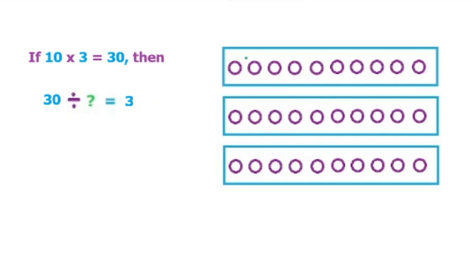So let's put that in green. So this number is going to be 10 because we know that 30 divided by 10 is going to give us 3 groups, right? So if we take all these 30 circles, divide them into 10 individual parts, then we're going to get three groups. And that's the end. And that's how multiplication and division are related.